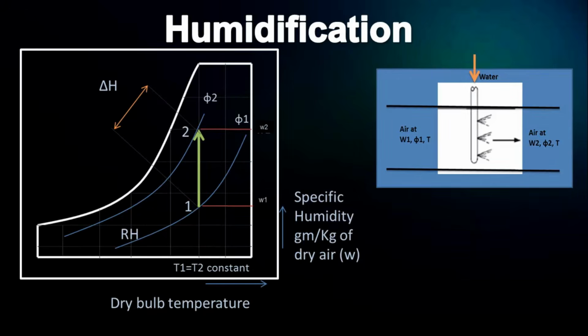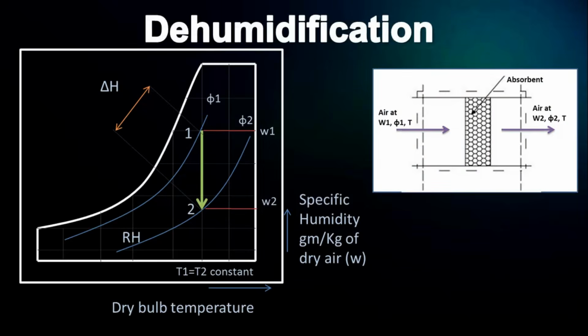Next, humidification. It is the process of addition of moisture into the air without changing the dry bulb temperature. The process is shown on the psychrometric chart as a vertical line directed upward. In humidification, the specific humidity increases from W1 to W2, whereas dry bulb temperature remains constant. Here, the relative humidity increases from phi1 to phi2. The process of humidification can be done by spraying water at the same temperature as that of the air into the air, as shown in the figure.